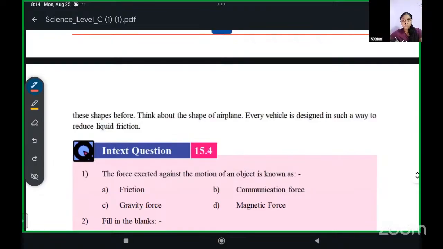Yes, ma'am. Yes, Abraham. I disagree with one statement, ma'am. It says every vehicle is designed in such a way to reduce liquid friction, to reduce friction.